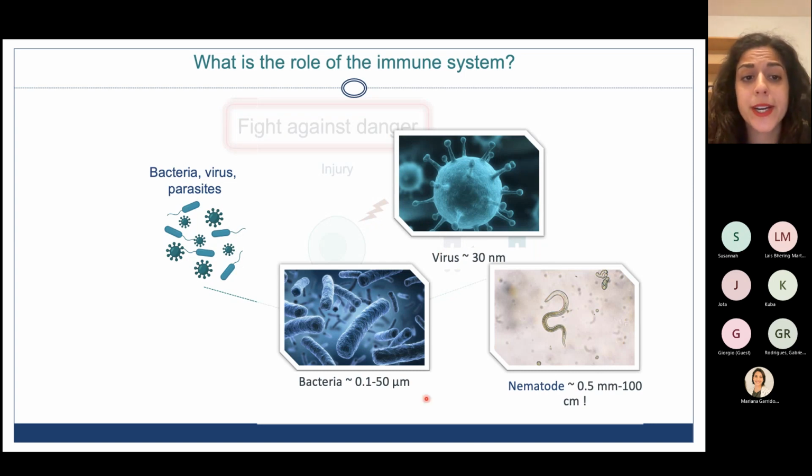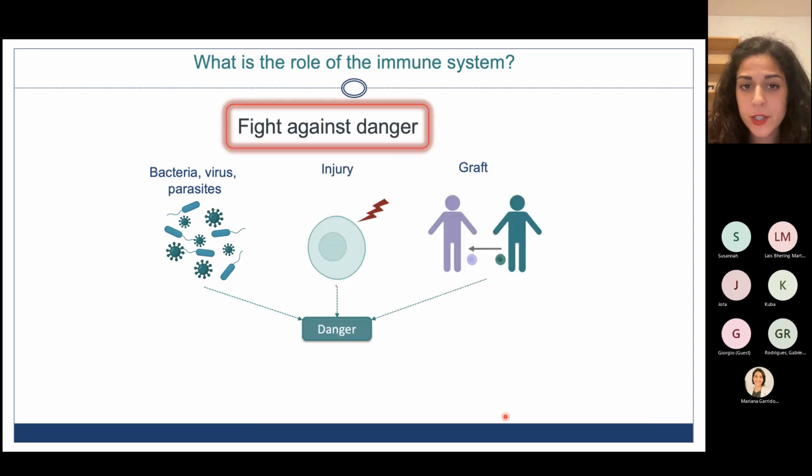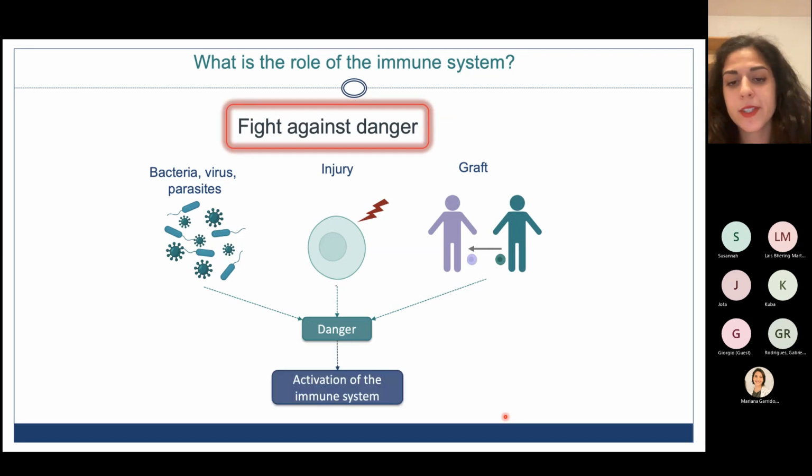And actually, each of these sources of danger is really various. For example, for microorganisms, you have viruses, bacteria, parasites, and as you can see here, the size is also very different. For example, a virus is in nanometers, to a nematode at 100 centimeters, for example. So in any case, these various sources of danger will be sensed by the immune system, and then this immune system will be activated in order to fight against the danger.